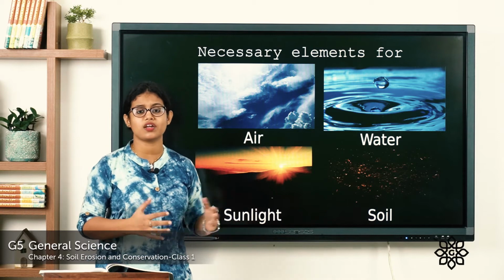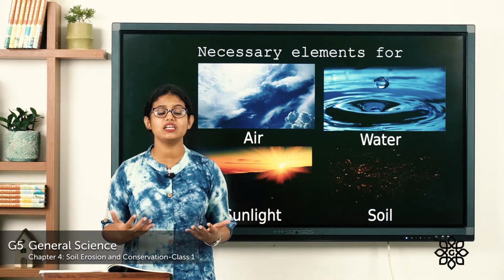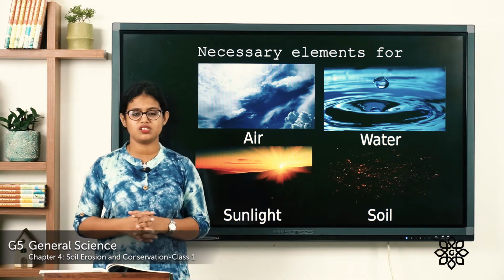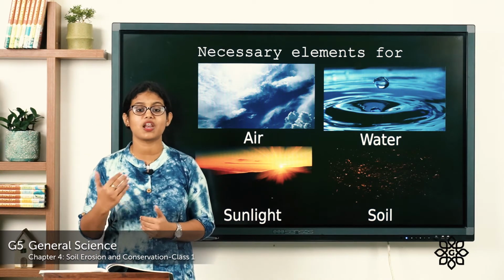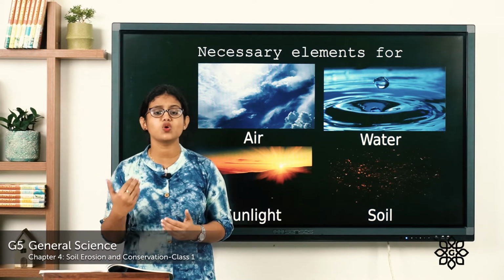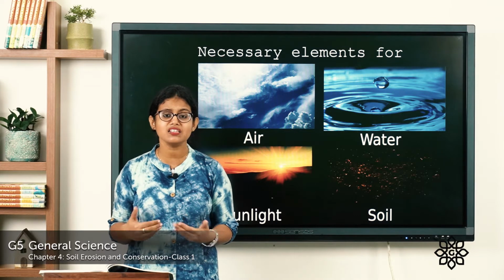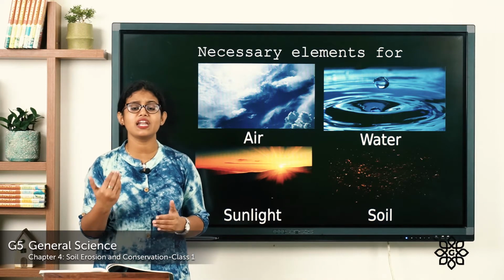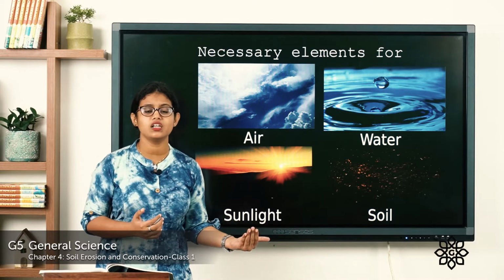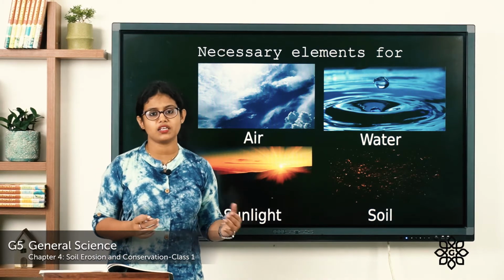So what is this soil? Soil is a natural resource. How is it important? Where do these plants grow? Plants grow on the soil. And these plants are a source of food to animals and human beings. Even there are animals that live in the soil. So soil is a home for many animals.